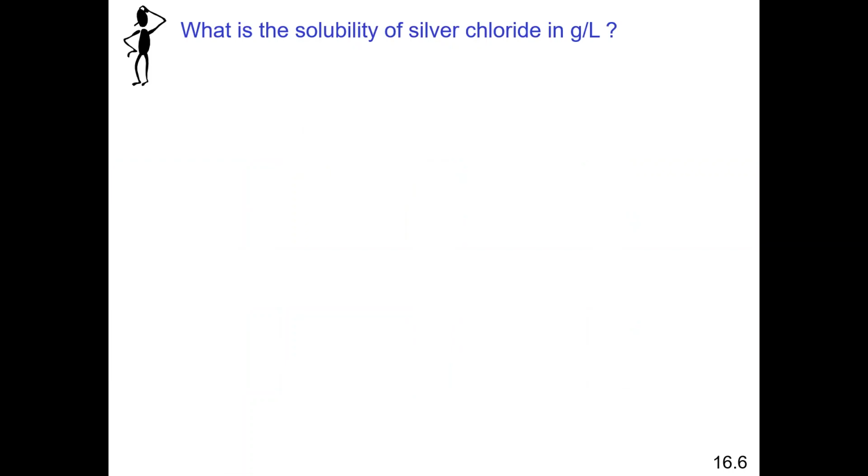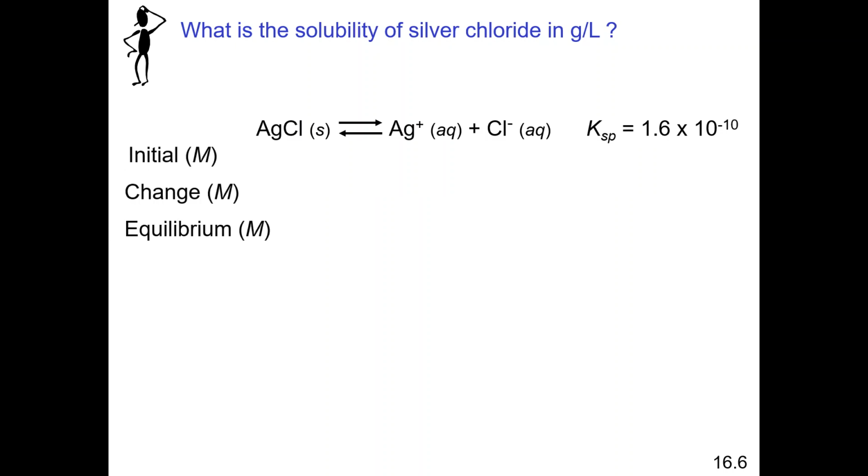In fact, here's the first example. It says, what is the solubility of silver chloride in grams per liter? So, of course, this is the equilibrium system for the silver chloride in equilibrium with its ions. And the Ksp value, of course, you'd have to look that up. It's 1.6 times 10 to the minus 10. So we set up our ICE table. Initially, we would have no ions at all. We don't have to concern ourselves with the silver chloride because its concentration doesn't change.